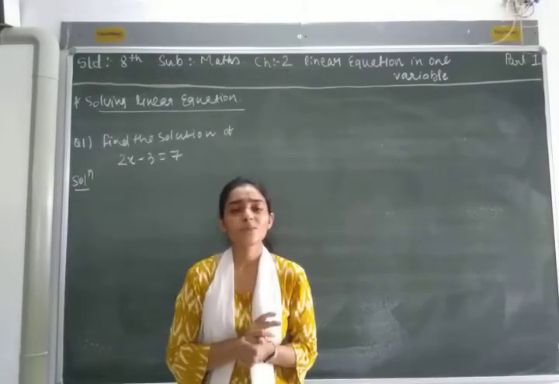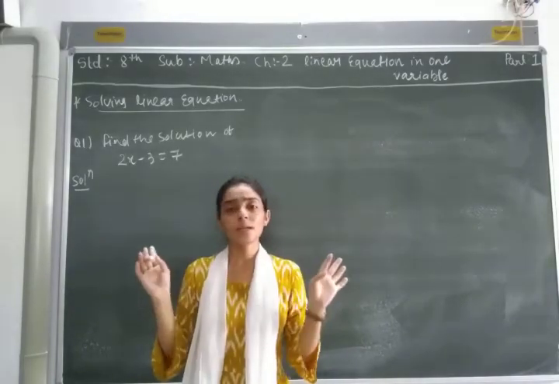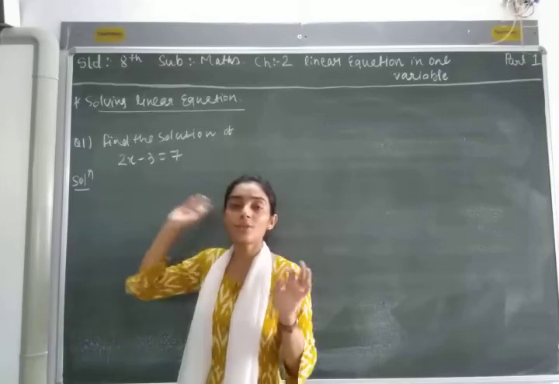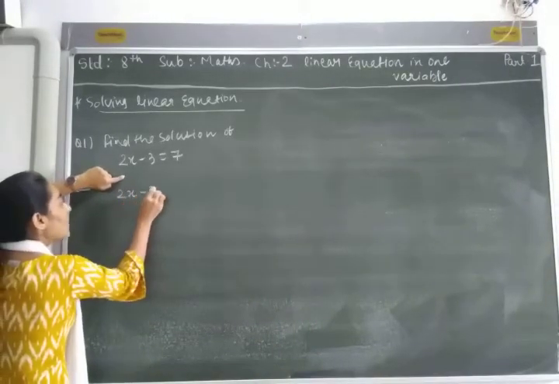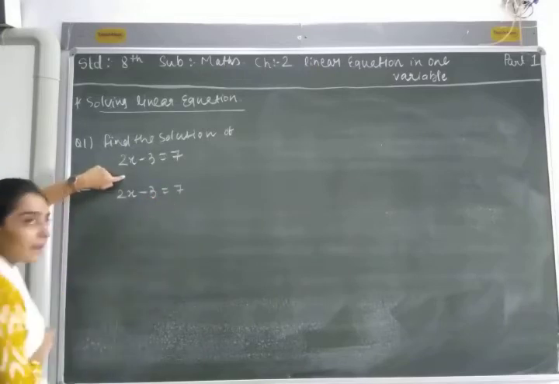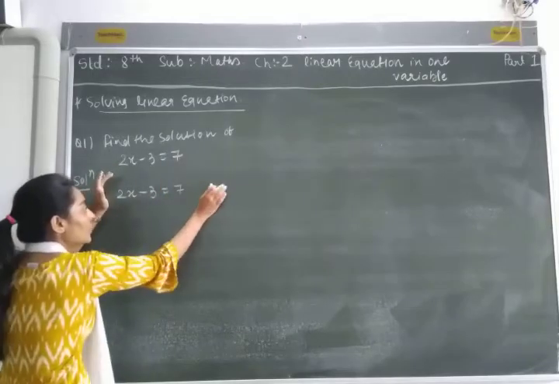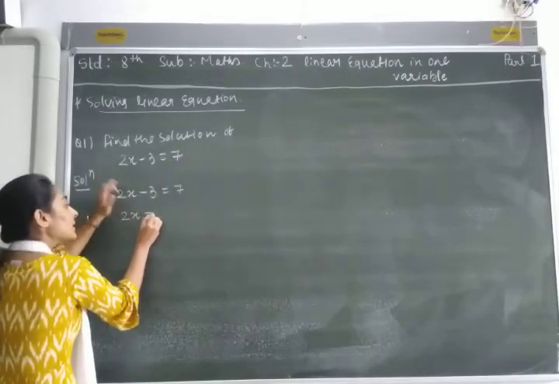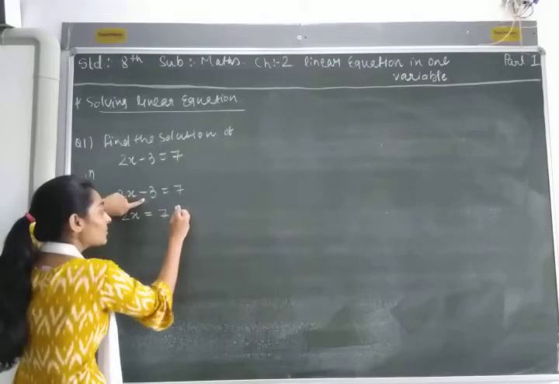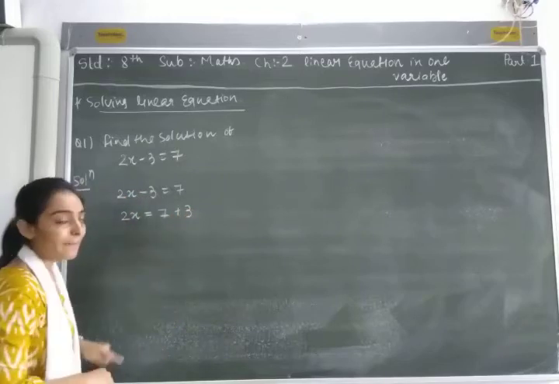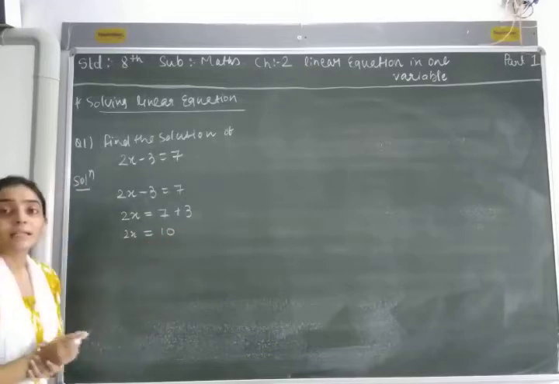What we are going to do is separate this variable from the whole equation. So 2x minus 3 equals 7 is given. Now take this constant to the other side. So I am getting 2x equals 7 plus 3, because this one is negative 3 on one side of the equals sign and becomes positive 3 on the other. So I am getting 2x equals 10.